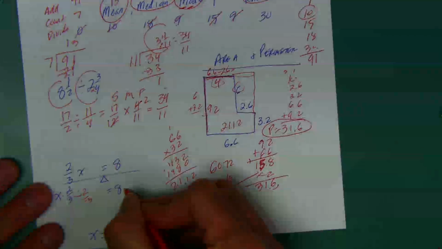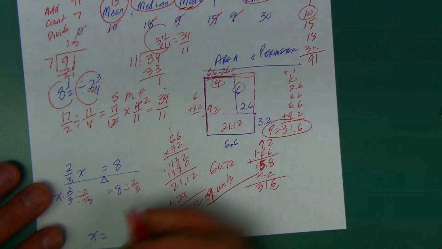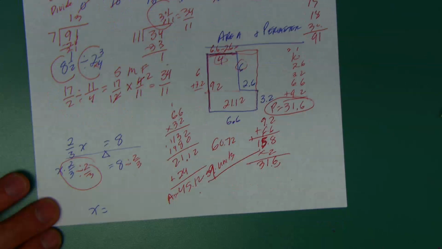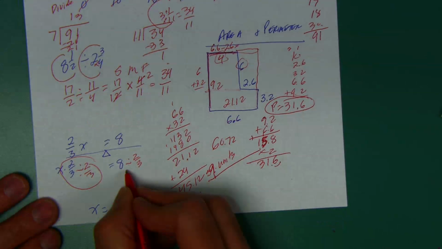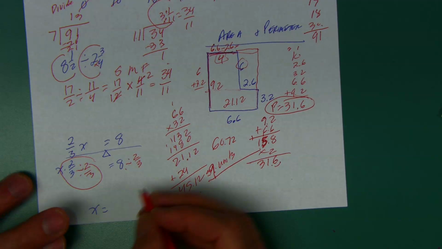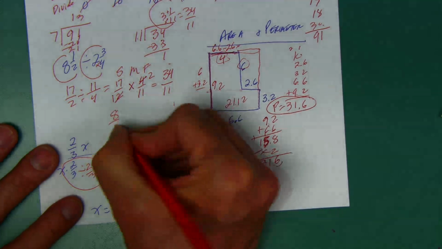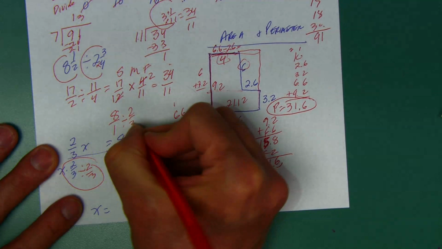So do the same thing to the other side. That divided by 2/3 has to happen over here too. Now these two will cancel out. All that'll be left is x. And on this side, I have 8 divided by 2/3. 8 over 1 divided by 2 over 3.